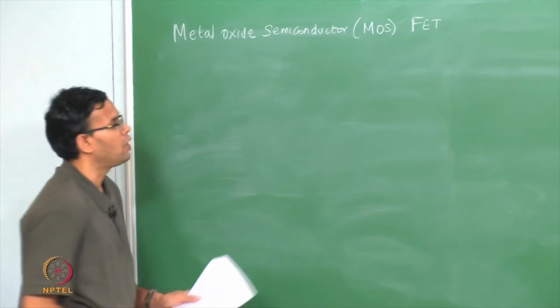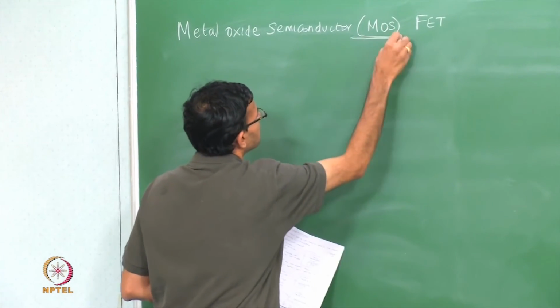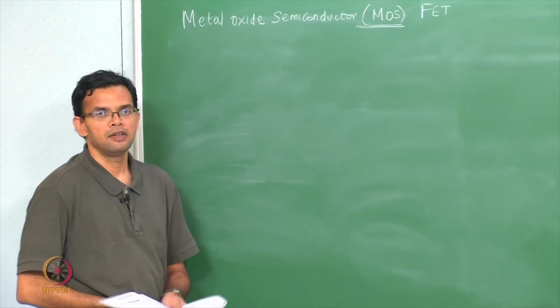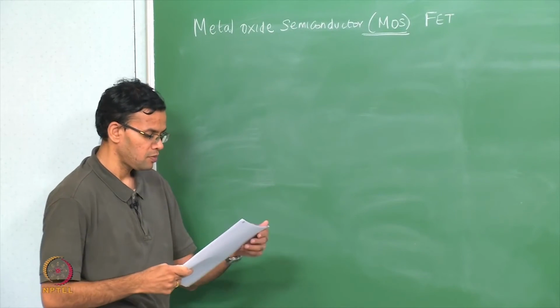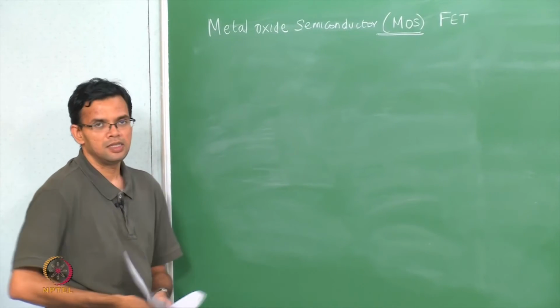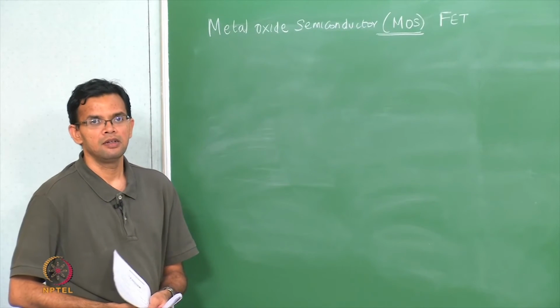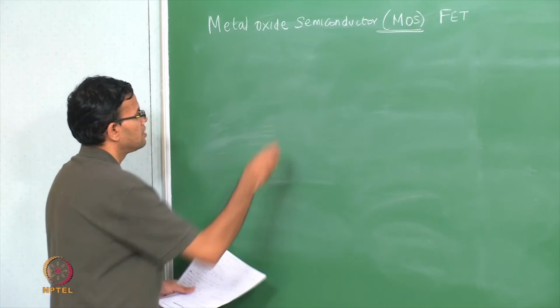So right now we will only look at this part. Once we understood that, we will put it together in order to look at the MOSFET. So consider a parallel plate capacitor formed between two metals.